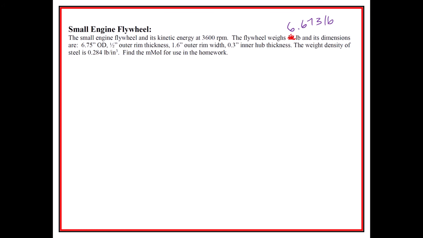Okay. The flywheel weighs 6.673 pounds, and its dimensions are, and I believe I measured this myself off of our small engine, 6.7 inches outside diameter, 1/2 inch outer rim thickness, 1.6 inch outer rim width, and 0.3 inch inner hub thickness. Okay, well, I'll draw what that means. The weight density of the steel is 0.284 pounds per cubic inch. I say find the mass moment of inertia for use in the homework. I don't assign this homework problem, or maybe it's the extra credit one.